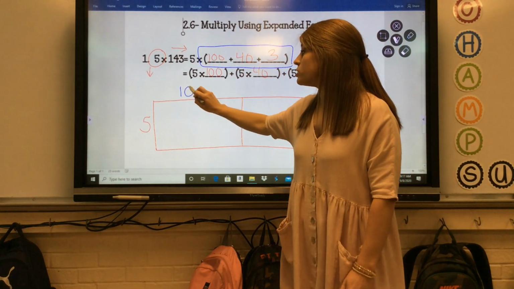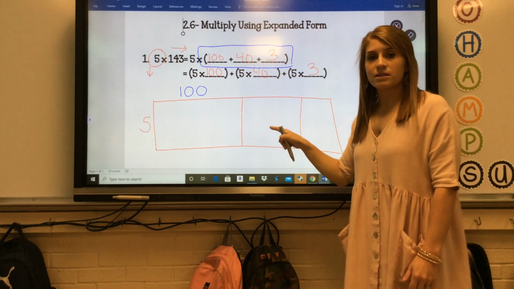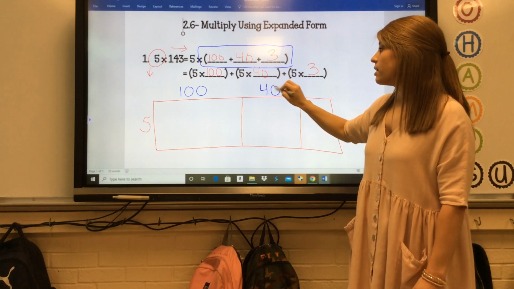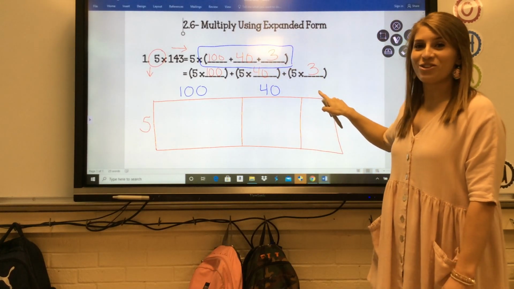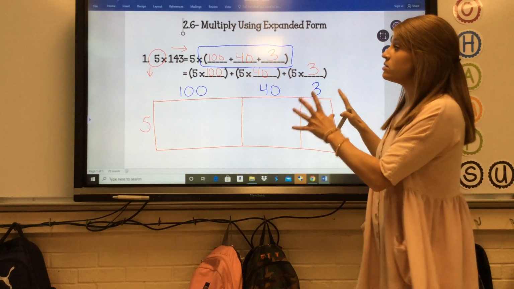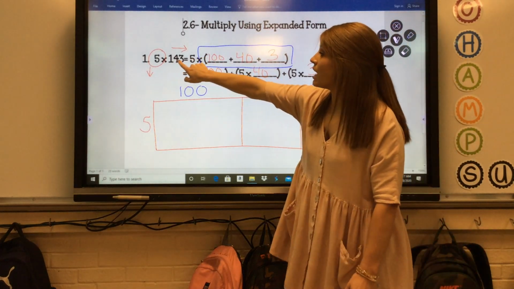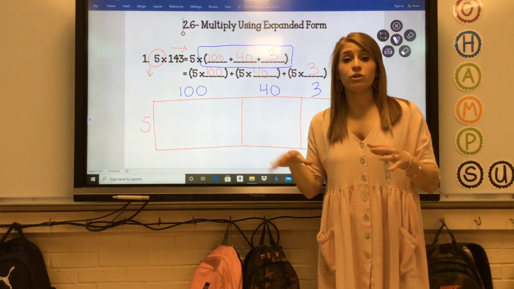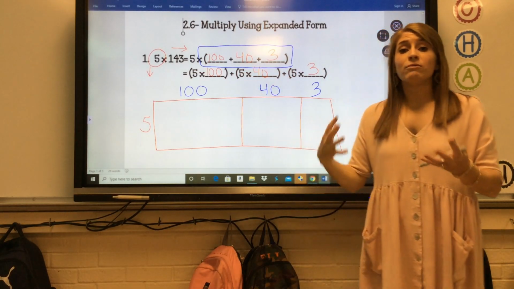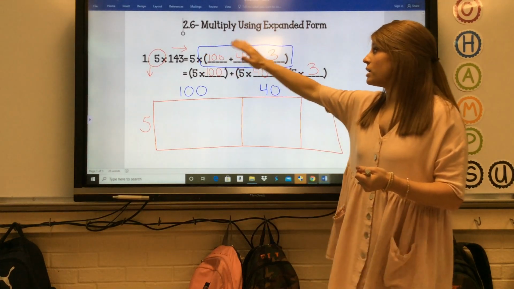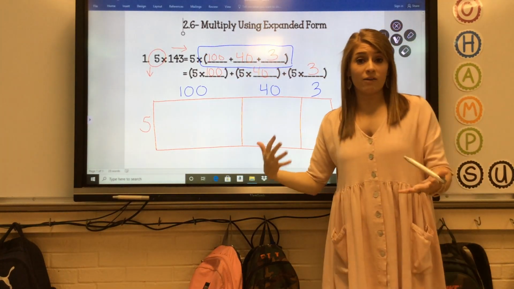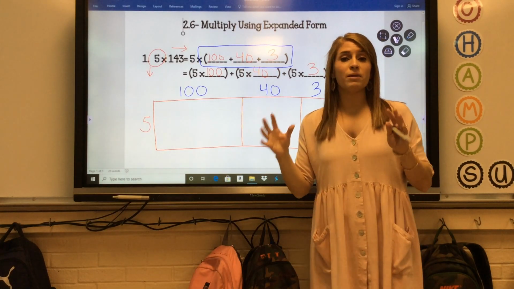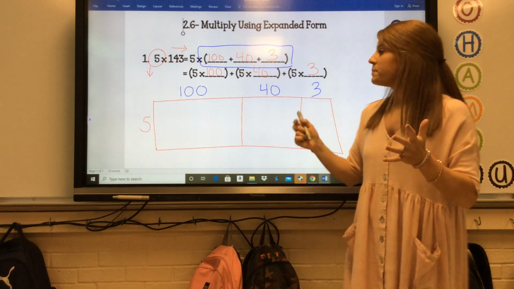So I'm going to put my 100 here. What would come next? Right, the 40 would come next, and then the 3 is last. Very good. So I've still done the same thing. 5 times 143. I have not changed the value of that 143 just because I've broken it up. I've just done 100 plus 40 plus 3, which we can agree would give me 143, right? Okay. I just want you to see that we're still multiplying the same thing, just a little bit differently.